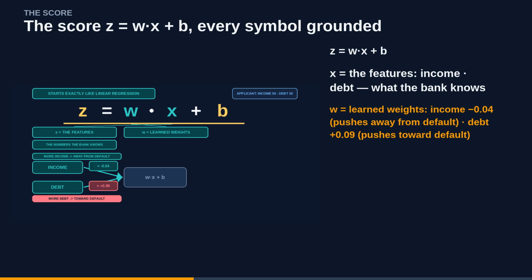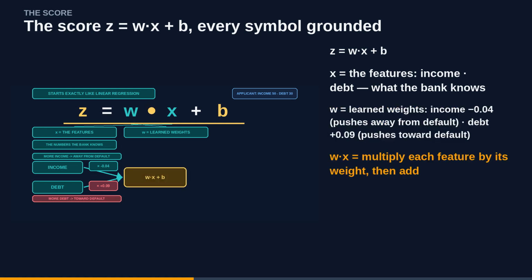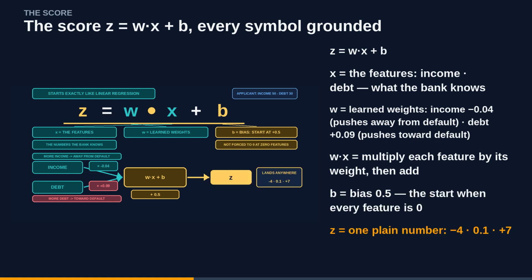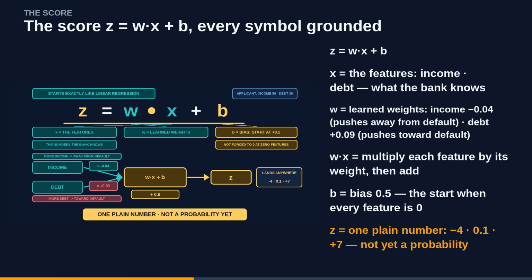The dot in W dot X means multiply each feature by its weight, then add the results into one combined number. And B is the bias, a learned starting value, here 0.5, so the score is not forced to 0 when every feature is 0. The result Z is a single plain number that can land anywhere: -4, 0.1, +7. It is not a probability yet.